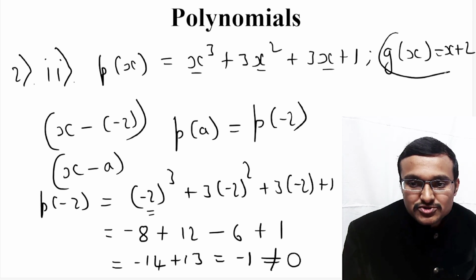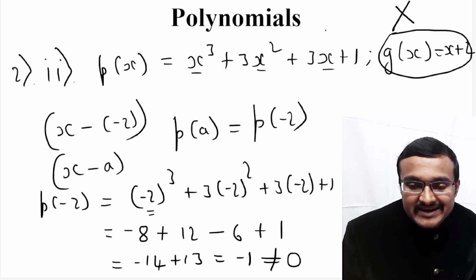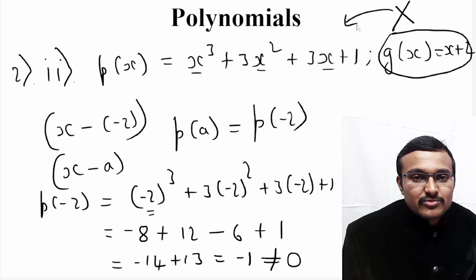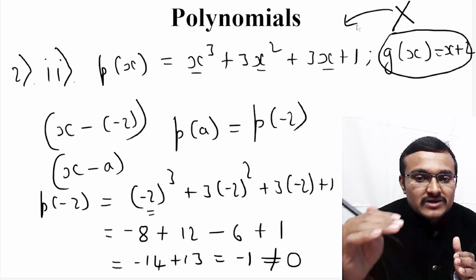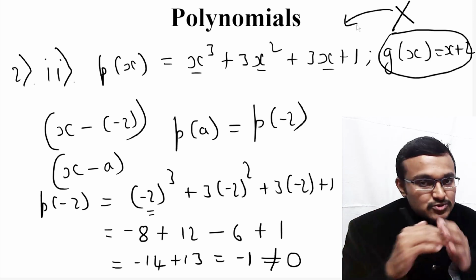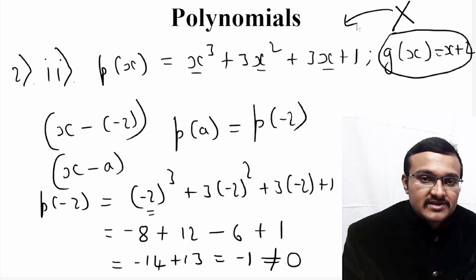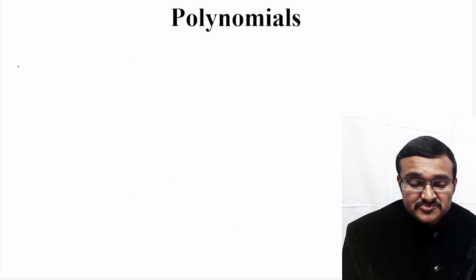So that means this particular g of x, which is equal to x plus 2, is not the factor of this particular polynomial. So x plus 2 is not the factor of this x cube plus 3x square plus 3x plus 1. So x plus 2 is not the factor of this particular polynomial. So the third question in this particular second question you can solve on your own.